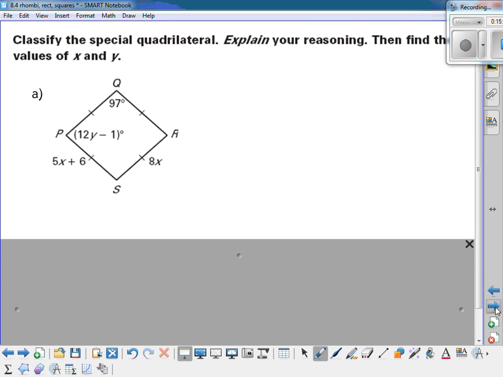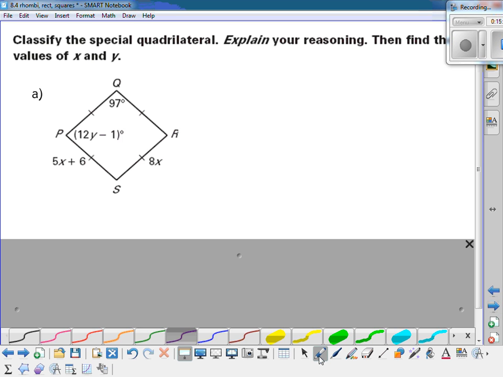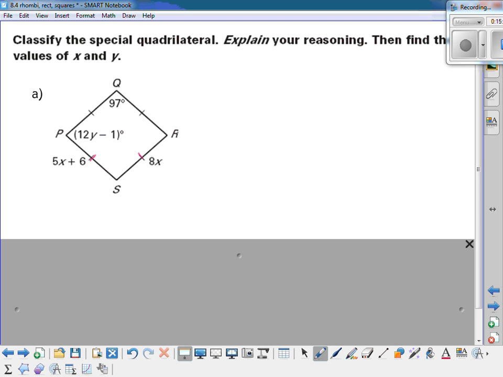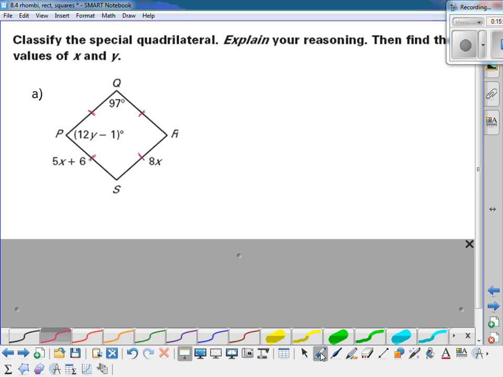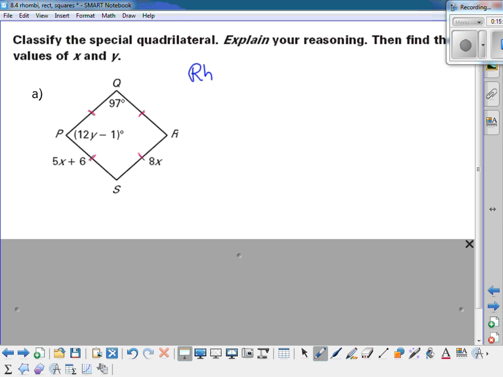So now let's use these properties to solve some problems. So we're going to classify the special quadrilateral, explain our reasoning, and then find the values of x and y. So if I look at the figure I have for example A, I can see that 4 sides are marked congruent, but I don't have any angles that are right angles. I'm given the 97 degrees, so none of them are going to be right angles. So that means that it has to be a rhombus because it has 4 congruent sides.